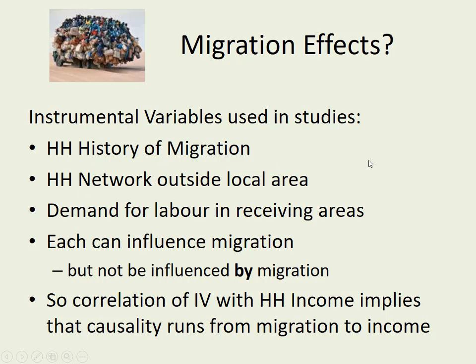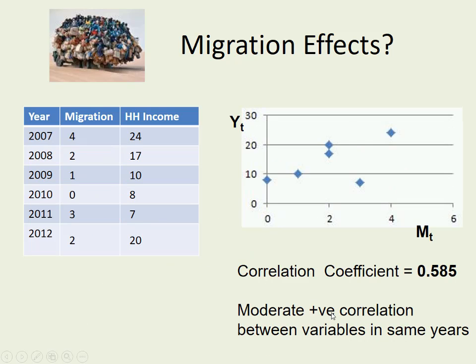So in the Nairobi study, they considered a few instrumental variables like household history of migration, household network outside the local area. Sorry, I forgot I had to rewind to this one.